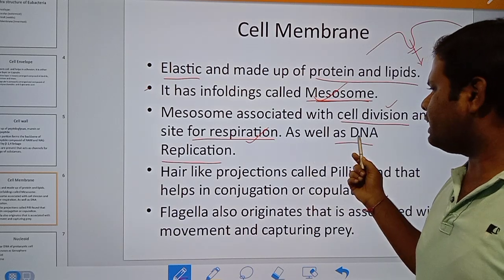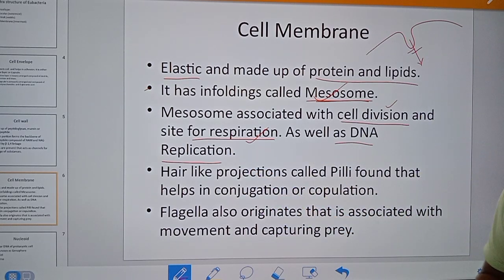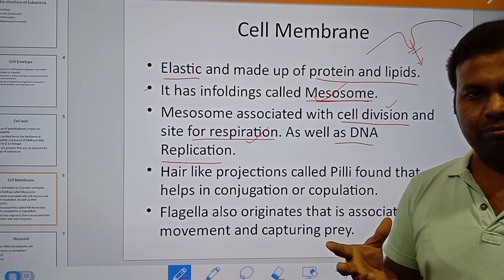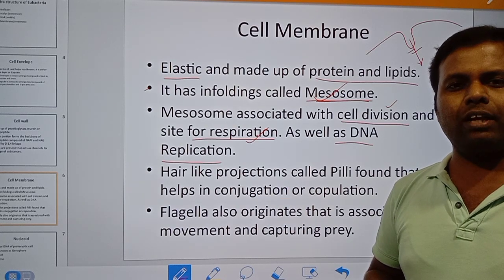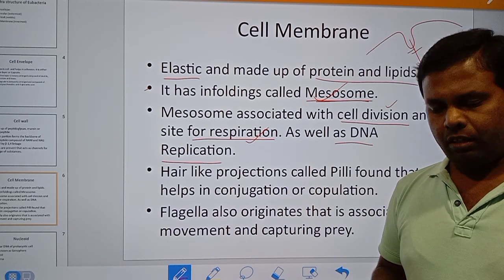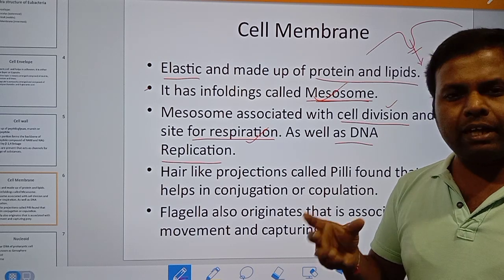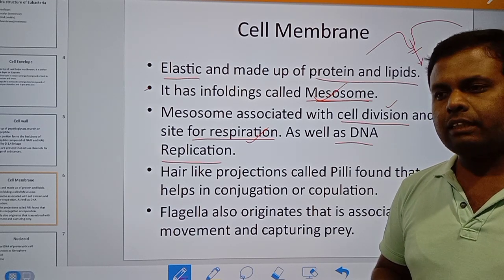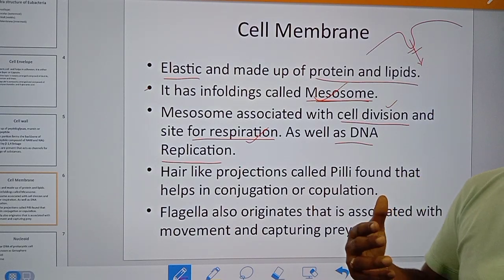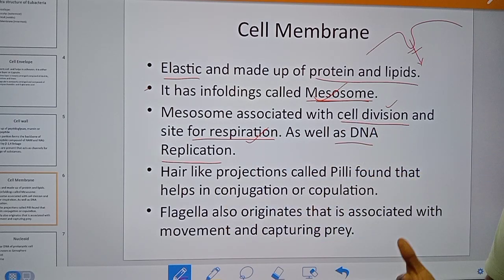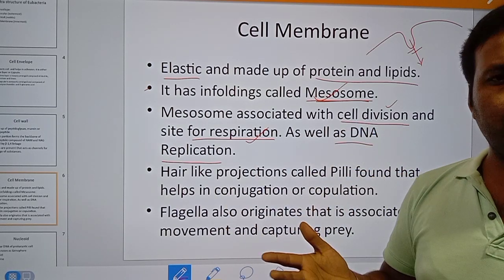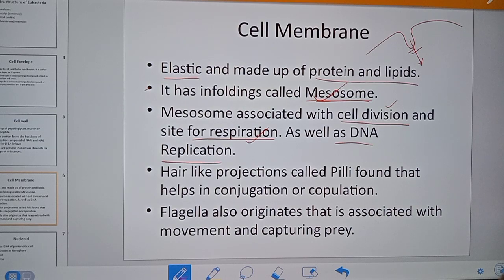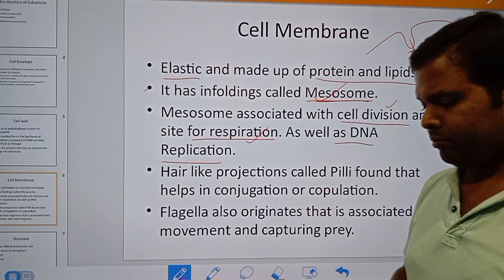Next, it is also associated with DNA replication. The main DNA, that is the nucleoid, or genophore, is the main commanding system of this cell. This DNA undergoes repeated multiplication, or we can say a copy of the DNA will be produced. That process is called DNA replication, which is associated with this mesosome.